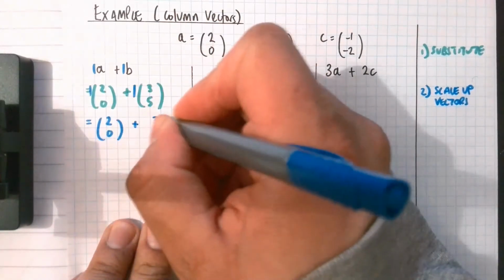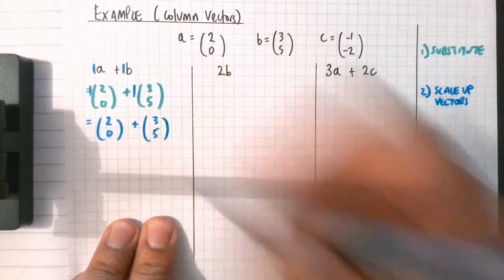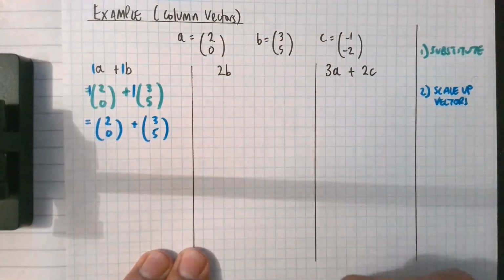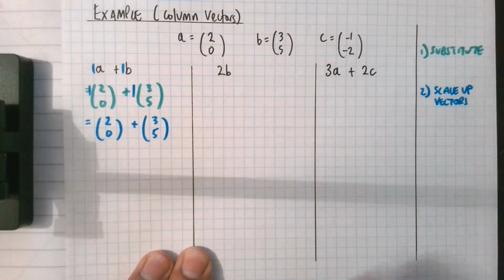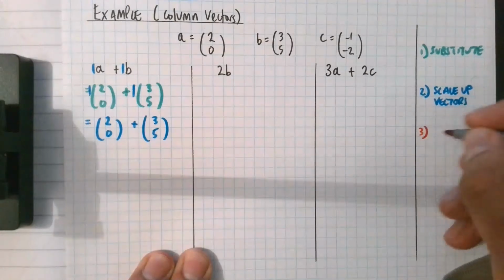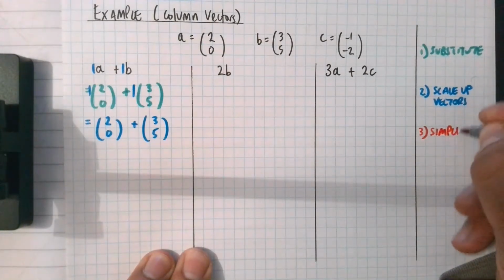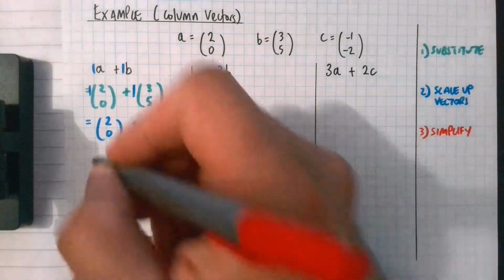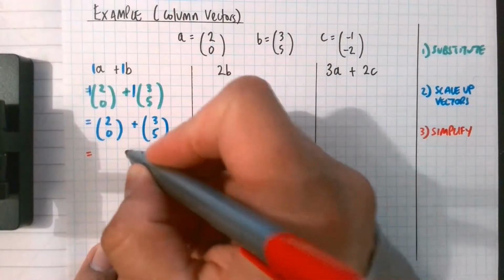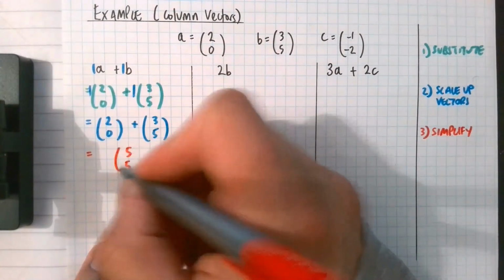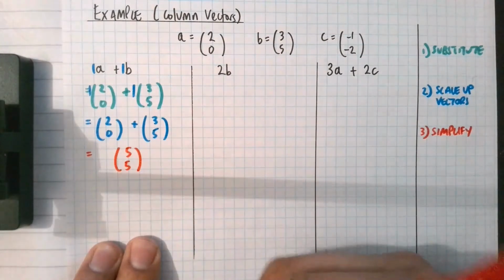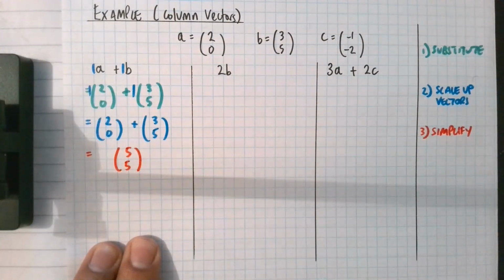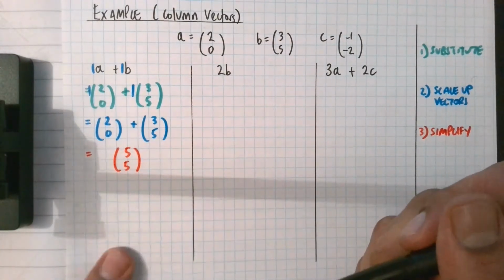We don't really need to scale these vectors up, but there's that little bit of knowledge that you need to have when you do have to scale these up. So we scale up the vectors if we have to. The third step is then to simplify. To simplify, we're just going to add the top numbers together and the bottom numbers together to get (5, 5). That is the resultant vector when we add the column vectors A and B together.